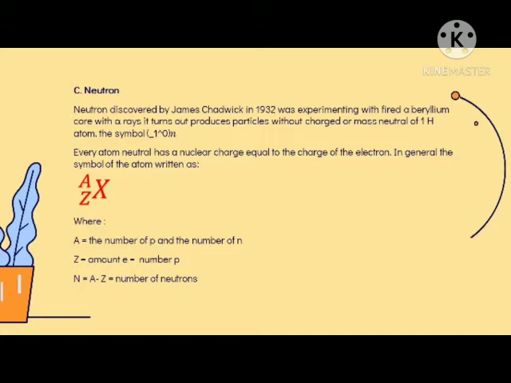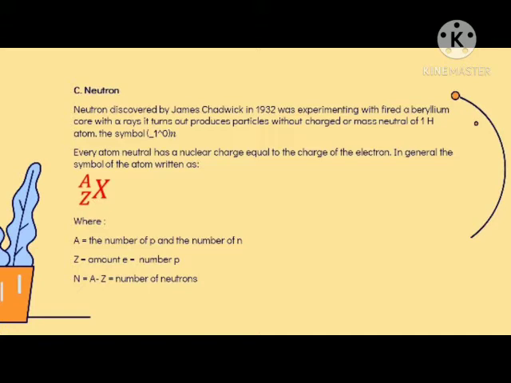Since the discovery of the neutron, it is believed that atoms are composed of an atomic nucleus, containing protons and neutrons, while around it there are electrons that revolve around it. One atom differs from another in the number of these particles and not the kind. Every neutral atom has a nuclear charge equal to the charge of the electrons.